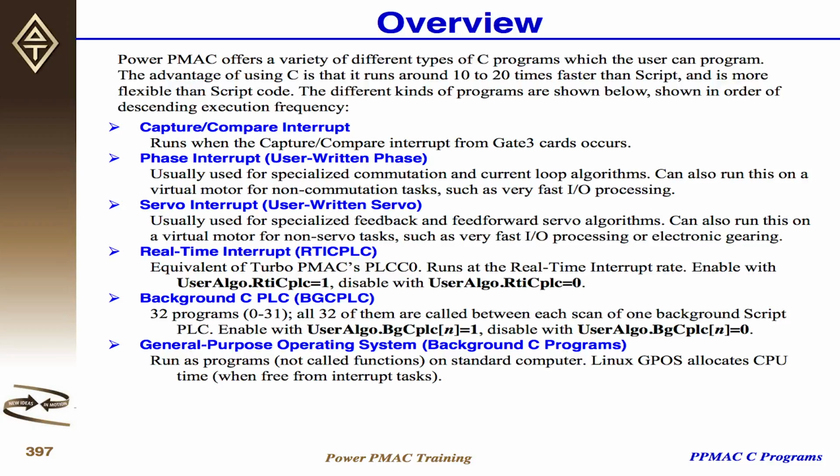So this is very high priority, and can actually interrupt all of the other categories of programs and can interrupt even phase and servo. So you want to keep that function extremely short in order not to inhibit the phase and servo tasks. Excuse me. The next type of C program is user-written phase, and this runs at the phase rate.